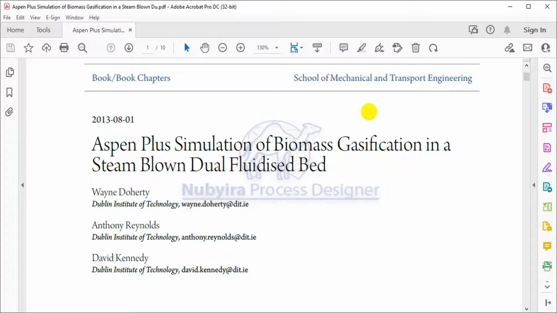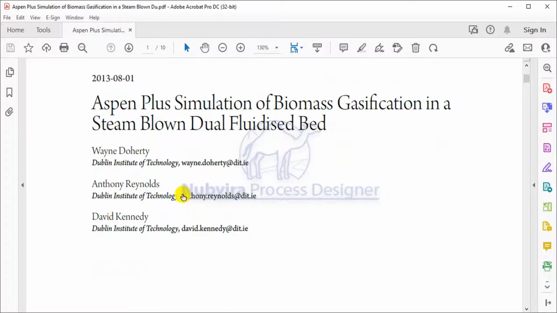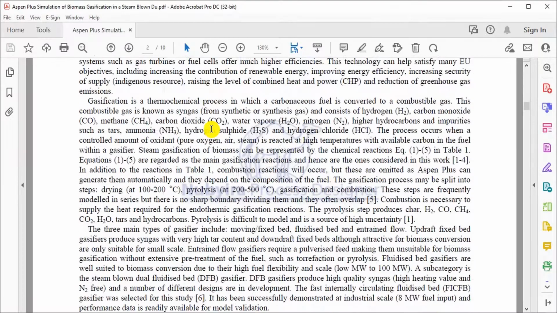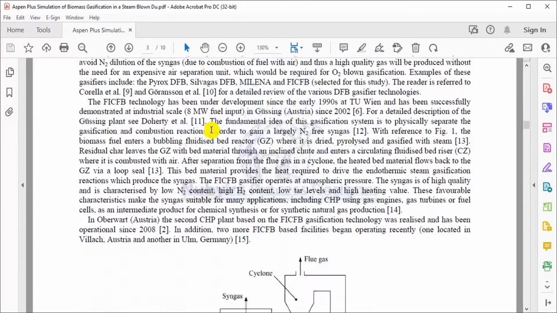So to cut the story short, today what we are doing is Aspen Plus simulation of a biomass gasification process. The journal I'm using is this journal from Dublin Institute of Technology. I want to cut this short so I can do something before the video runs out.